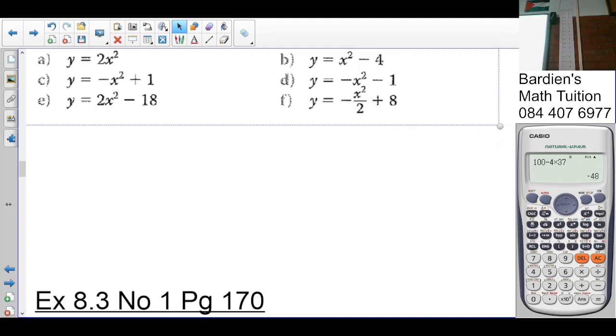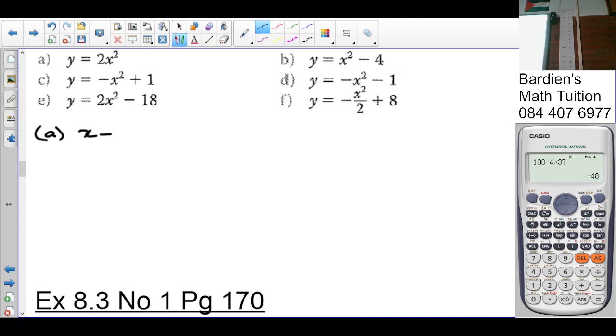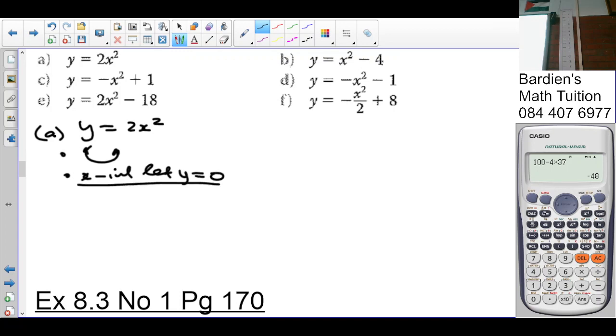So the first graph, we're going to work out our x-intercept. Well, firstly, the shape of this graph. The shape of the graph is what? The graph will be smiling. Not so? So smiling. X-intercept, we let y equal to 0. So 0 is equal to 2x squared. Divide by 2. X squared is equal to 0. The square root thereof, x is equal to 0. Not so?